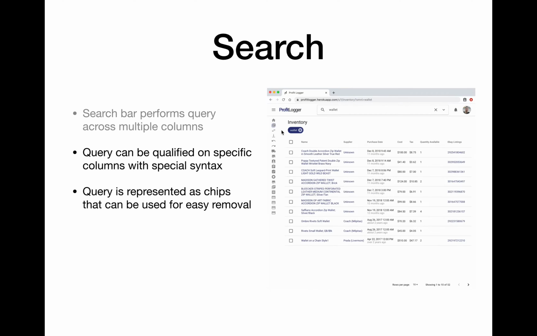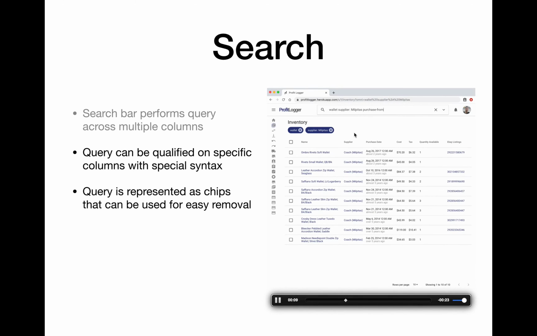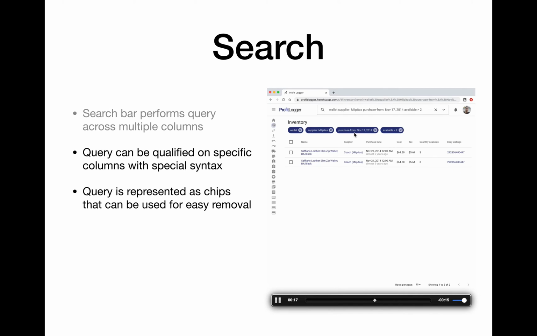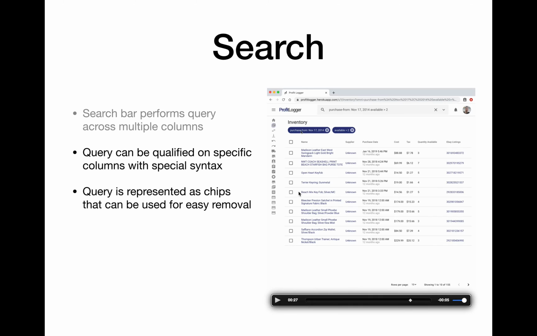Another feature is that the query can be qualified on a specific column with special syntax. So for example, you can see in the video, the user is searching for only suppliers that have Milpitas in it, and purchase date has to start from November 17, 2014, and it only wants items for which there's at least 2 available quantities. You can also see that the query is represented by chips, and these chips can be used to basically remove conditions on columns easily.